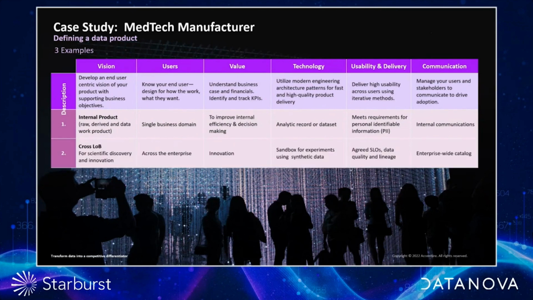Second might be a product that is for cross lines of business. In the example I was giving, maybe it's another part of the business doing something with COPD. And in this case, as we move across lines of business, maybe the value here is around innovation, right? We're trying to help use this data set and make it, when it's consumed as a product, usable for other parts of the business to base their business on, right? And so as we do this, maybe the technology itself is a sandbox, and it's a sandbox for these users to be able to use.